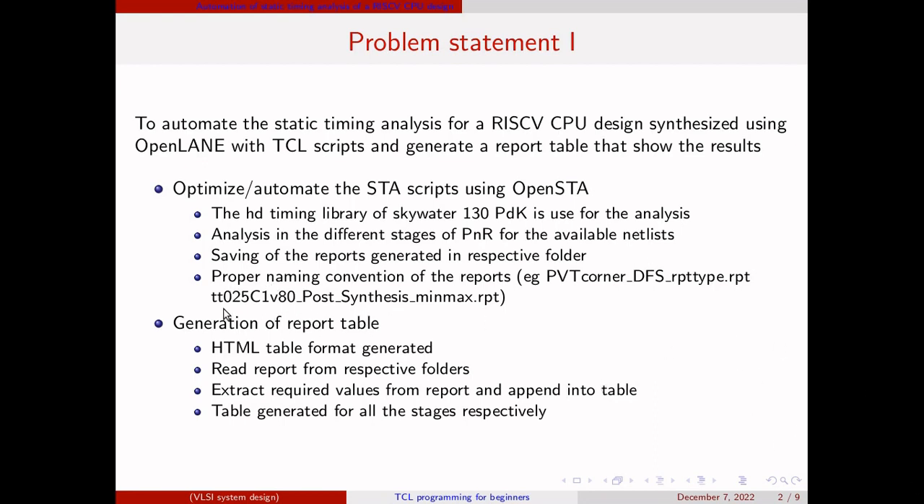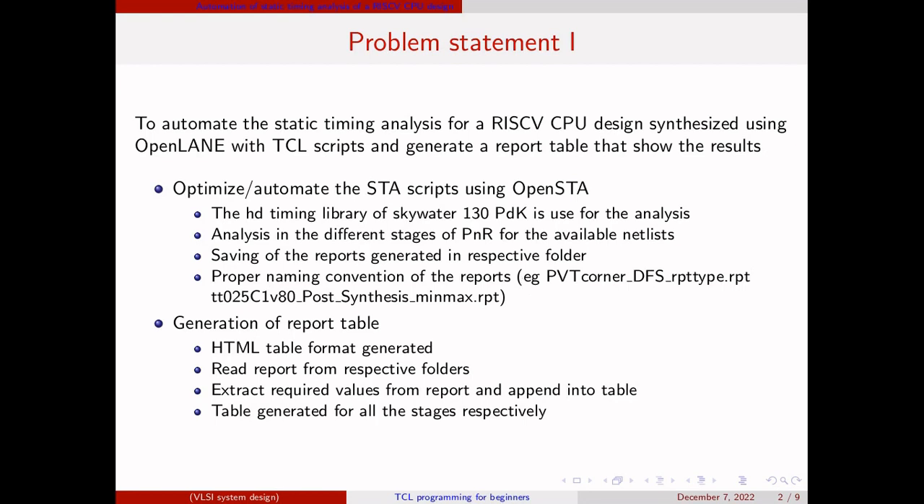This is the PVT corner, the TT025C 1V80 PVT corner, then the post synthesis stage, and then the report type, which is the min-max report. We have three different reports: one is the min-max, one is the WNS, and another is the TNS. And there are three types of design flow stage as I mentioned: post synthesis, post layout, and post CTS. There are 15 timing libraries, so you can understand that a large number of reports will be generated. So this is my first part.